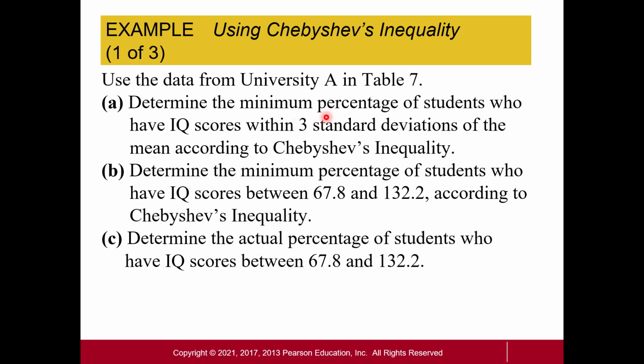Determine the minimum percentage of students who have IQ scores within 3 standard deviations of the mean, according to Chebyshev's inequality. Then we're going to find the minimum percentage of students whose scores are between the two scores we looked at previously, 67.8 and 132.2, also by using Chebyshev's inequality. And then we'll do it very specifically. We're going to determine the actual percentage of students whose scores are between those numbers, which we already did actually.